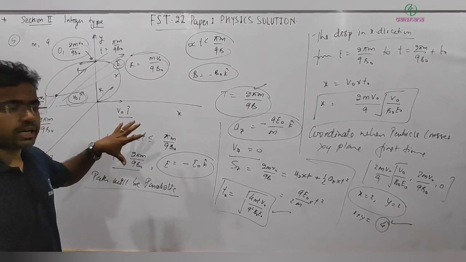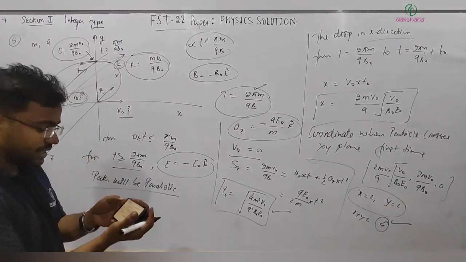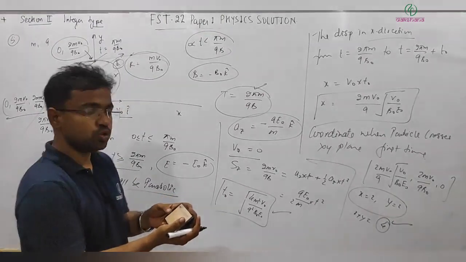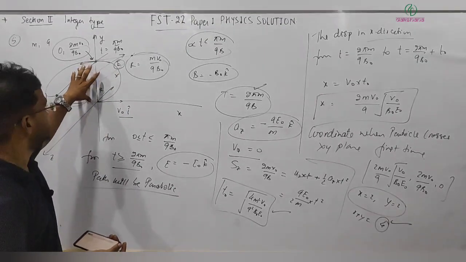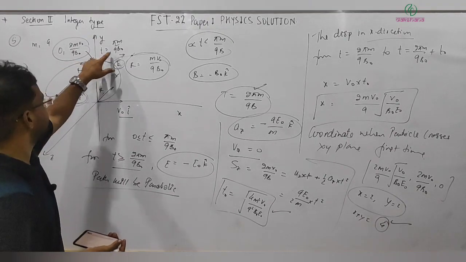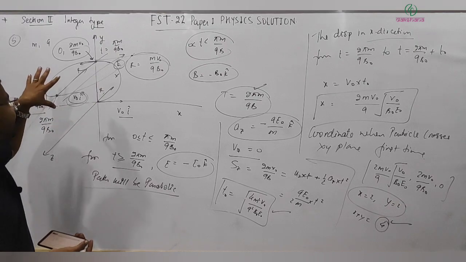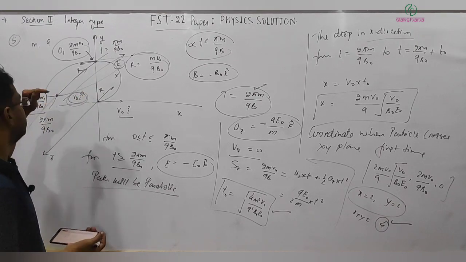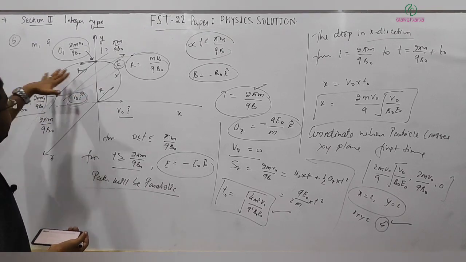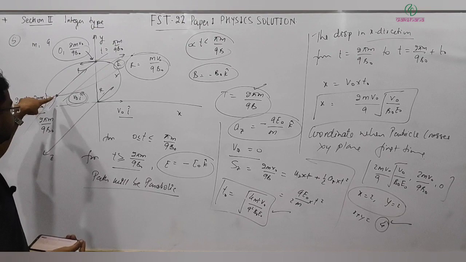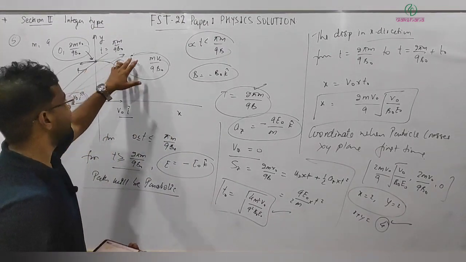We just need to deal with each time interval of the movement separately. Initially, for the interval 0 to pi m by q B naught, it's simple circular motion where it is describing half of a circle. From this time to this time, again it will be circular motion describing half of a circle, but the plane will be the xz plane, and after that it will be a parabolic path again in the same xz plane, and it will be crossing here.